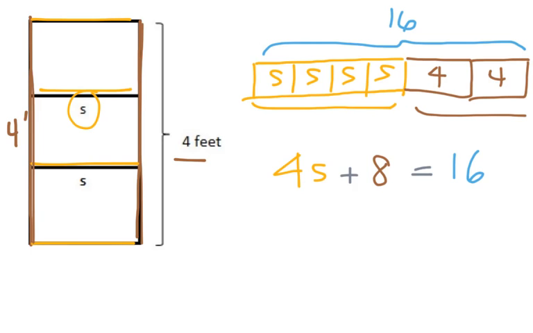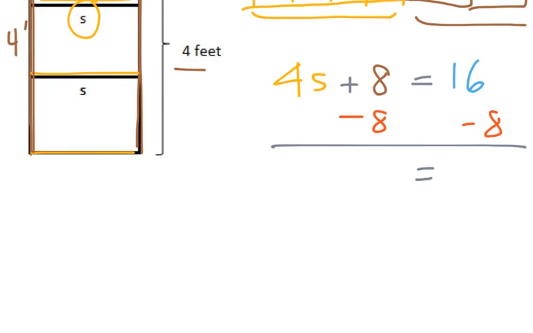I can solve this using inverse operations. So here's my variable. It's being multiplied by 4, and then 8 is being added. So I need to undo each of those with an inverse operation. I will begin by subtracting 8 from each side. When I do that, it will give me an equivalent expression. On this side, this will cancel out to 0, and I will have 4S. On the right-hand side, instead of 16, I will have subtracted 8, and that gives me 8.